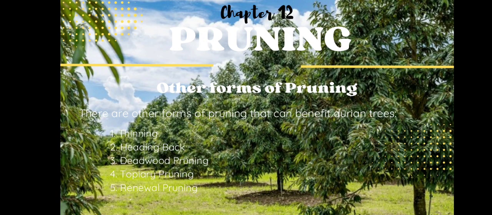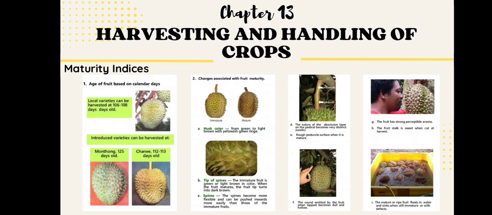There are other forms of pruning that can benefit durian trees. The first one is thinning, the second one is heading back, the third one is deadwood pruning, the fourth one is topiary pruning, and the fifth one is renewal pruning. Chapter 13, the harvesting and handling of the crop.